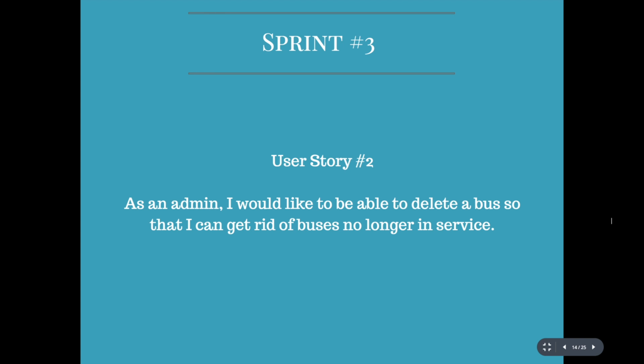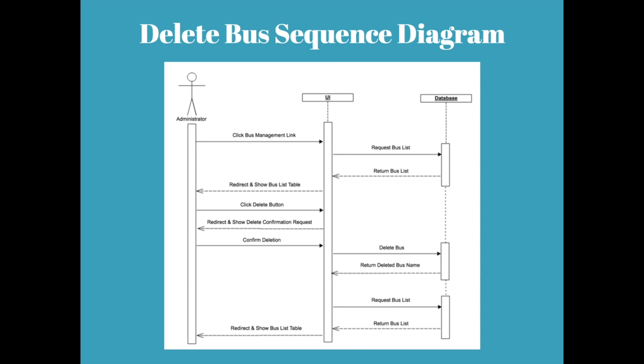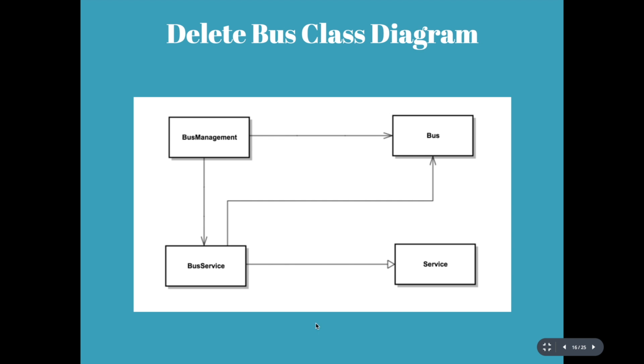My second user story for Sprint 3 was: as an admin, I would like to be able to delete a bus so that I can get rid of buses no longer in service. Here is a sequence diagram for this case. This, like the others, was using the bus object from bus management bean, and the bus management bean calls on bus service, which extends service.